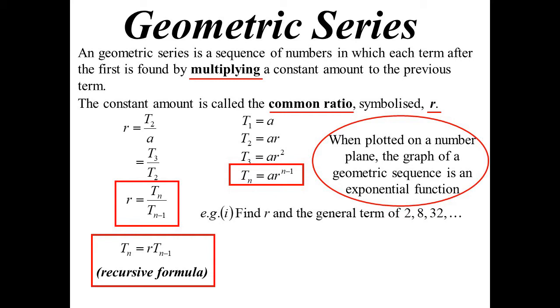2, 8, 32. Find R. Well, I could just look at it and go, well, A is 2, R is 4. Be careful though. If they've told you it's a geometric one, I suppose this question actually told me that, I can't assume it is. So I would need to check as well and go, well, hang on, yes, 8 divided by 2, that is 4. 32 divided by 8, yeah, that is 4 as well. So we do have a pattern. So just be careful with that one.